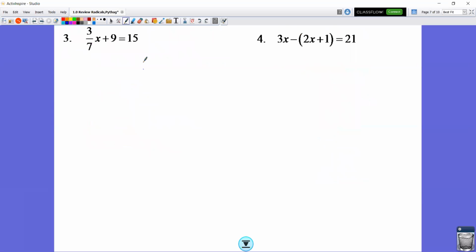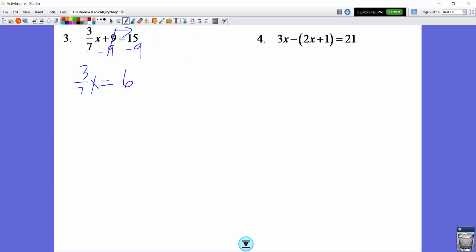Oh man, fractions. I know you're like, woo, I love fractions. They're so cool. No, you're not really saying that. I know that. I'm just kidding. All right, so with fractions, again, this is a coefficient to x. So I'm going to worry about this last. I want to get this 9 over here to the other side. Because it's positive, I'm going to subtract. So I have 3/7 x equals 6.